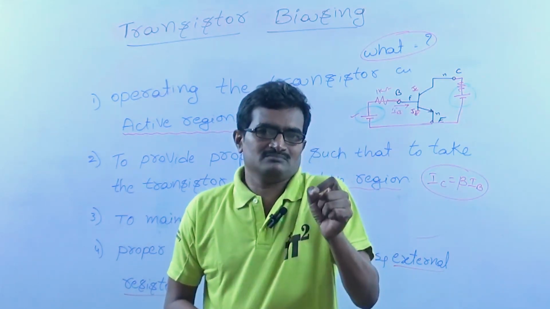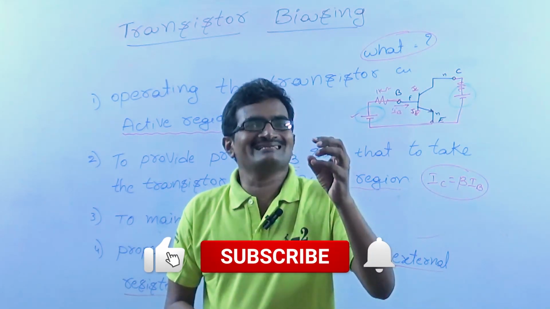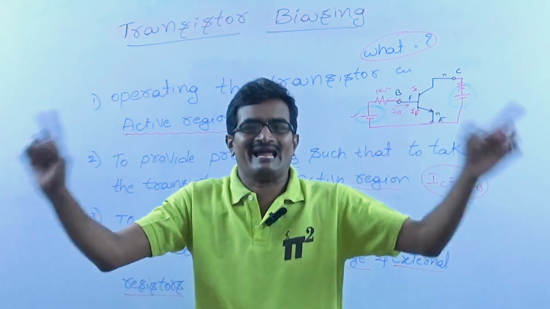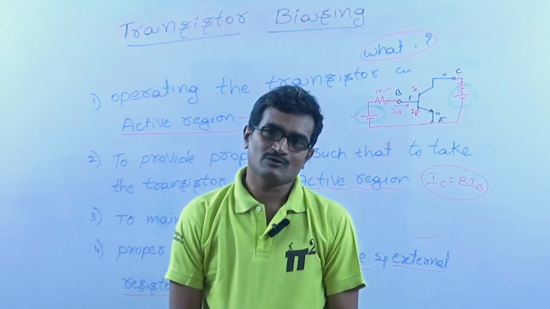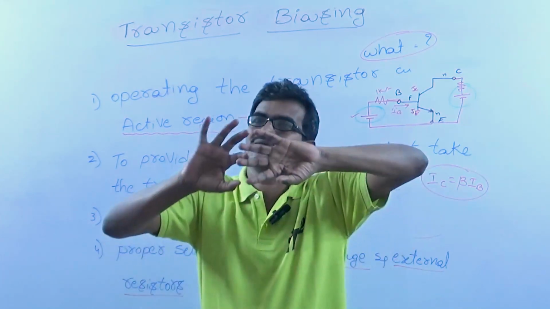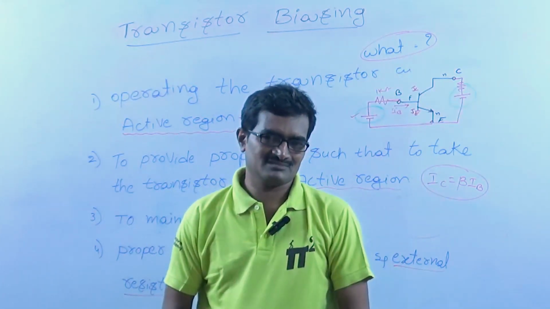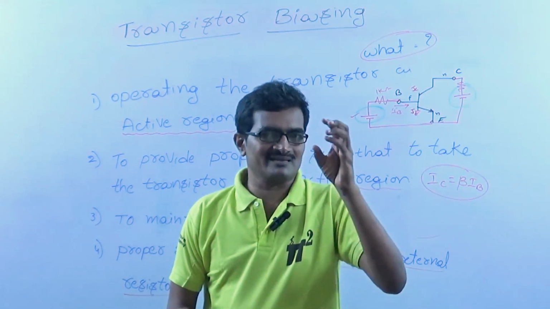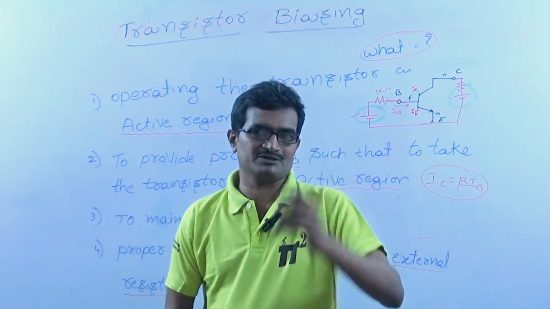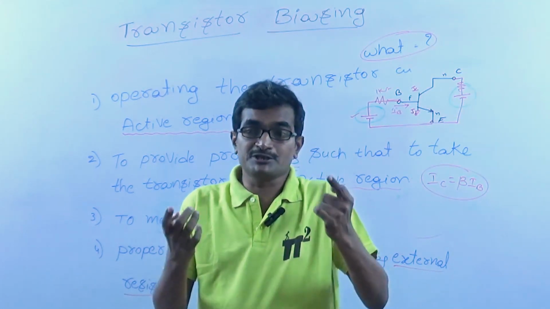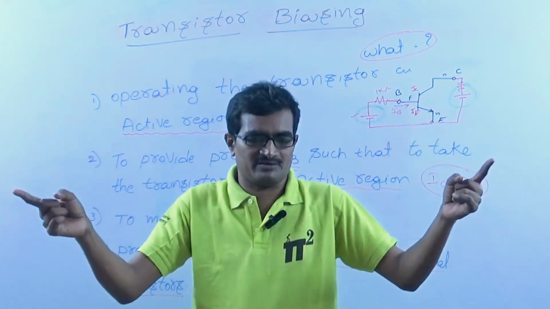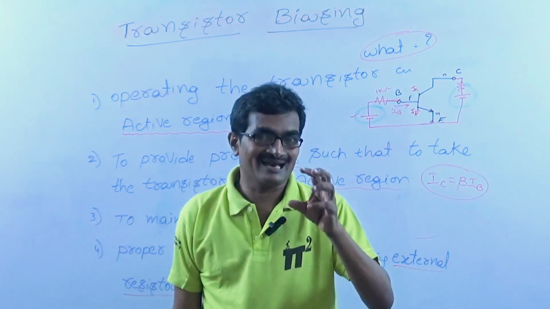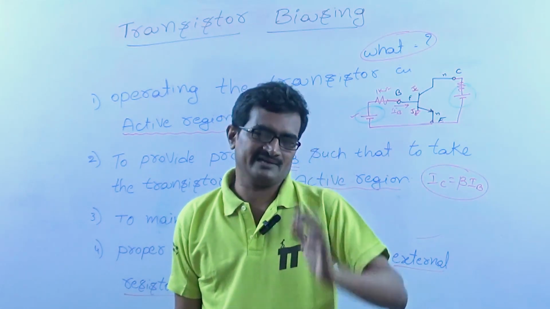due to some mechanism taking place inside your transistor, it is coming out of active region. Without your intention, it tries to come out of active region. So you need to provide some additional things. That means some additional components you need to add, such that it should not come out of active region. It should stay in active region. So this is the meaning of proper biasing.